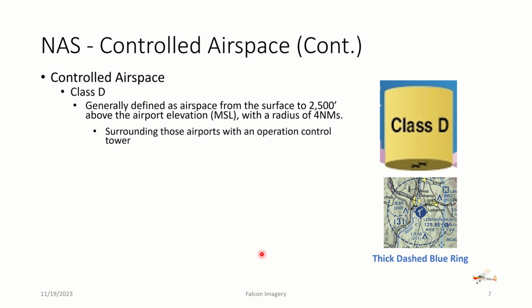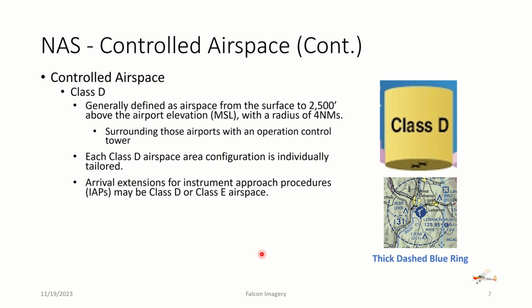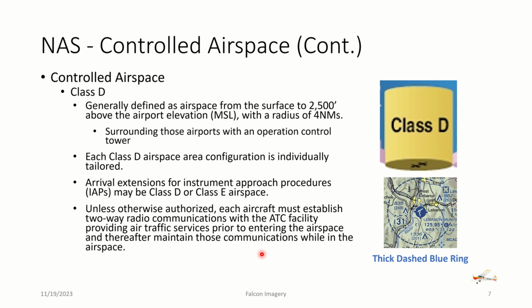Going on, then we have Class D airspace, or Delta, generally defined as airspace from the surface up to 2,500 feet above the airport elevation, mean sea level, with a radius of 5 nautical miles. And it usually is surrounding those airports with an operational control tower. Class D airspace area configuration is individually tailored. Arrival extensions for instrument approach procedures may be Class D or Class C airspace.